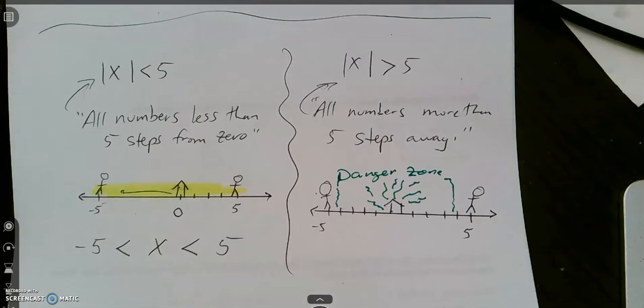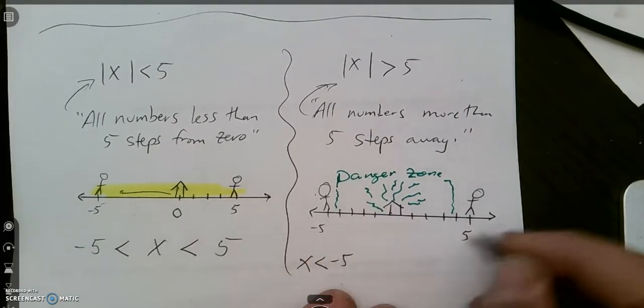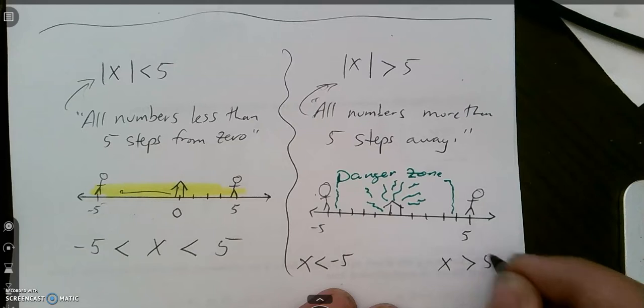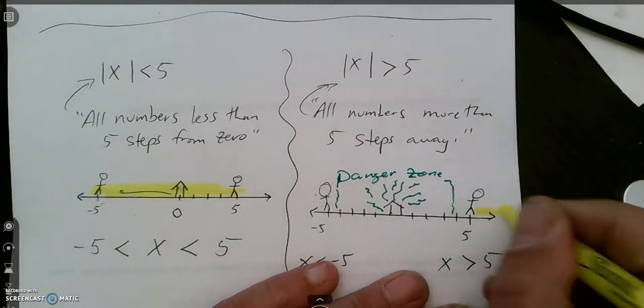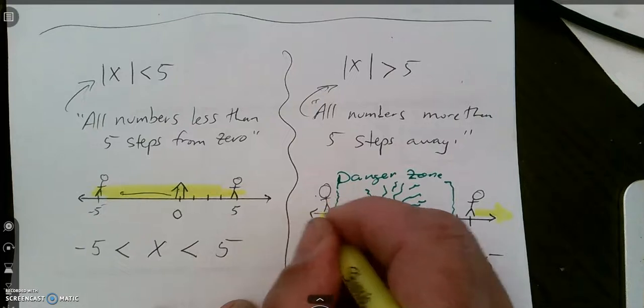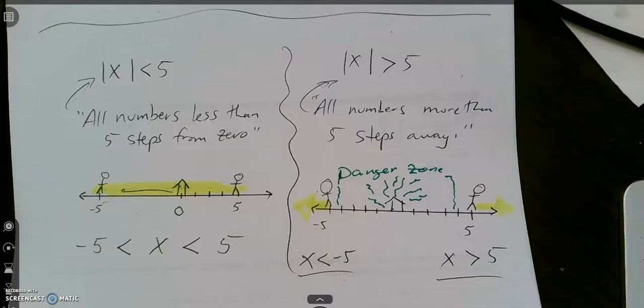All right. In other words, you can stay on this side, you can be less than -5, or you can be more than 5 on this side. You can be on either of these two areas and you're totally fine. So now we're saying this side or this side, but not in the middle. So it's two separate inequalities for these types of problems.